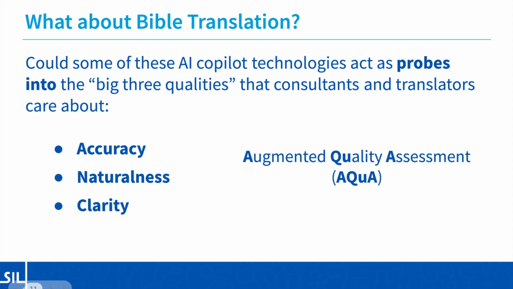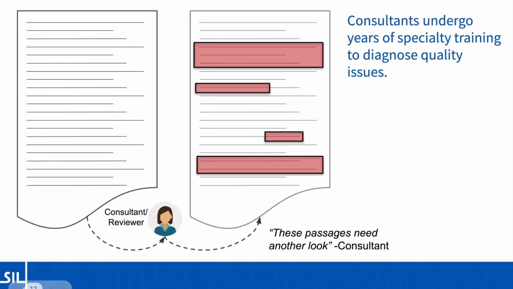In this paper, we introduced the Augmented Quality Assessment Tool, or AQUA for short, which is being developed as an AI copilot for the Bible translation quality checking process. Let's consider the case of a translation consultant performing a quality check on a Bible translation draft. Like radiologists, consultants go through years of training to become very good at what they do. In this case, diagnose possible quality issues in a draft.